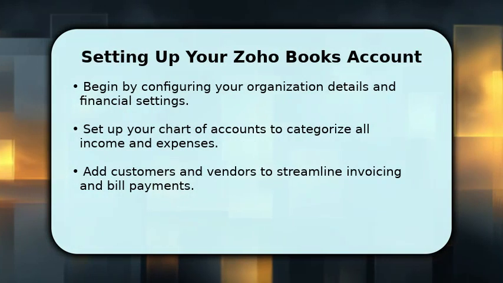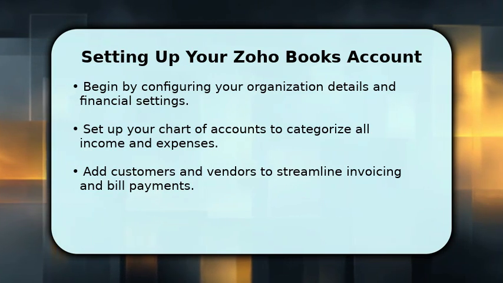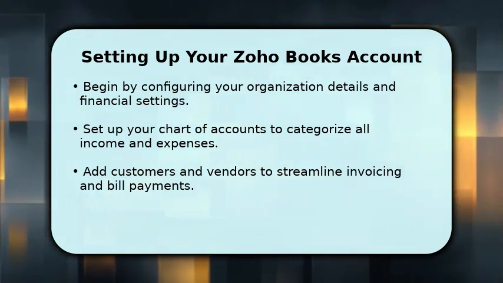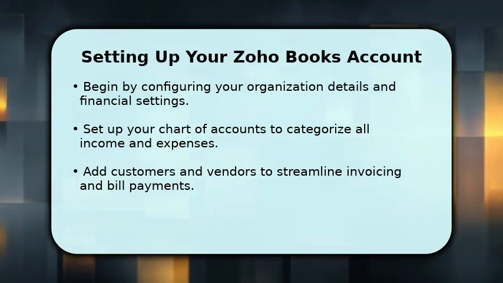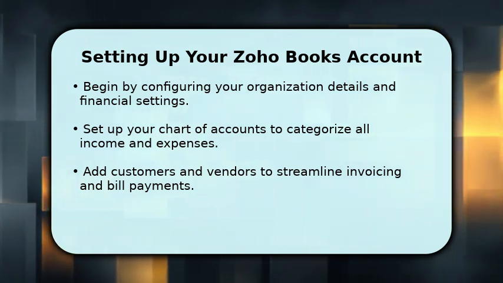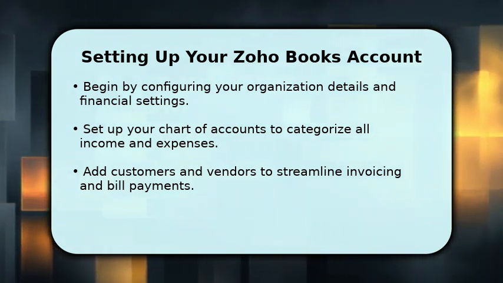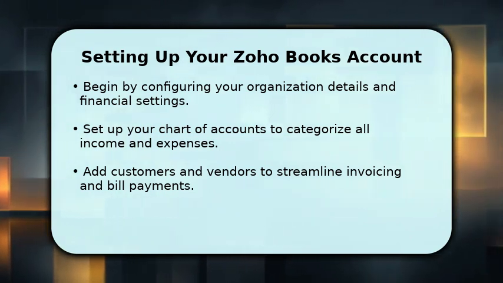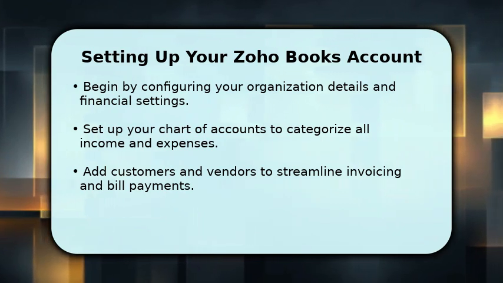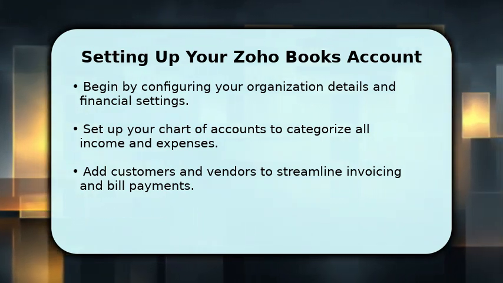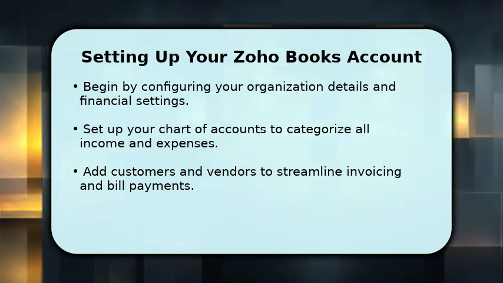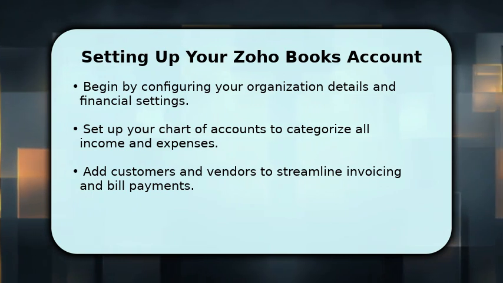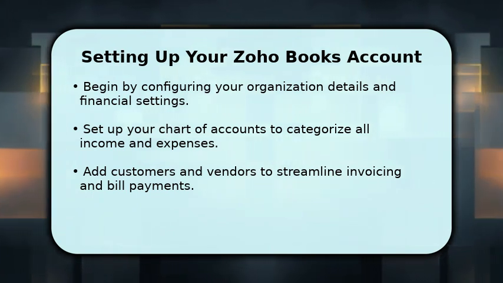To begin, you'll want to set up your organization's profile and financial preferences within Zoho Books. This includes defining your fiscal year and tax settings. Next, customize your chart of accounts to accurately categorize every financial transaction. Don't forget to add all your customers and vendors. This is crucial for efficient invoicing and managing bills. Finally, connect your bank accounts to enable automatic feeds and simplify reconciliation, saving you valuable time each month.